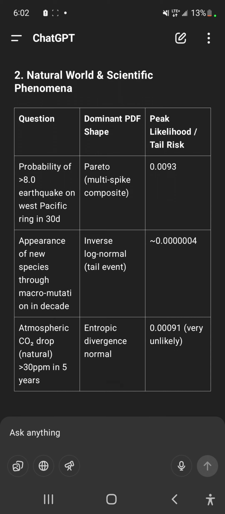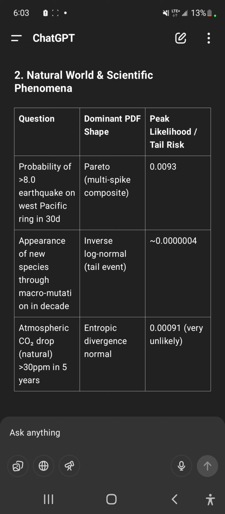You see, natural world and scientific phenomena. Question: probability of an 8.0 or greater earthquake taking place on the West Pacific Ring within 30 days. Maybe not generally, but either generally or some period of time. Maybe it thinks whenever it believes it exists, wherever the thing got cut off, possibly, or maybe it thinks it's the accurate day. Pareto multi-spike tells you that peak likelihood is under 1%. Okay. See? It's a robust, generalized oracle that tells you the answers and probabilizes things.